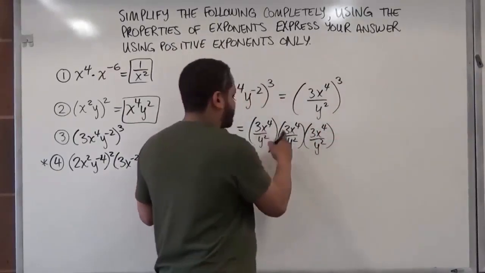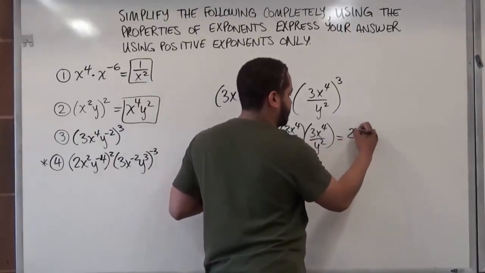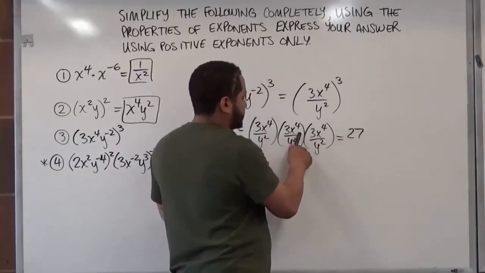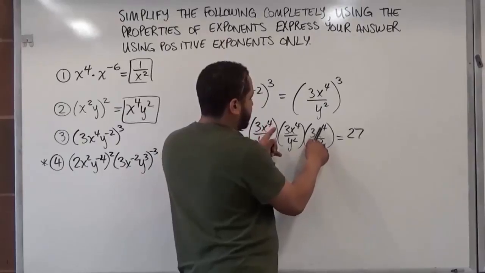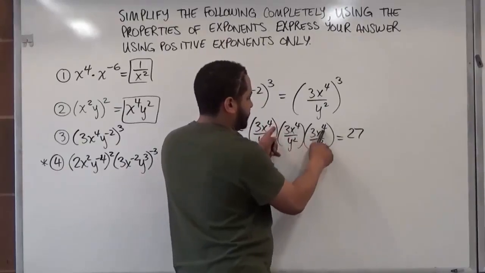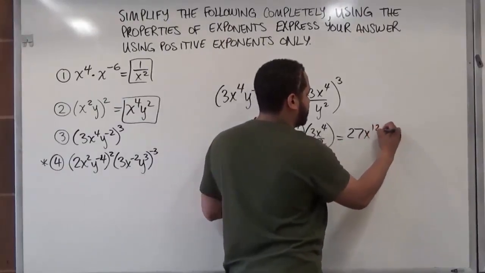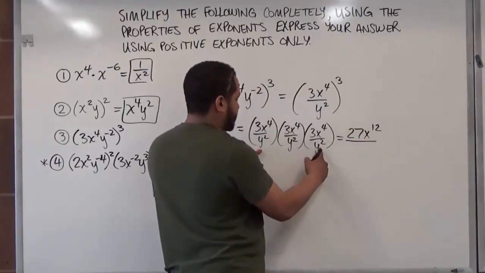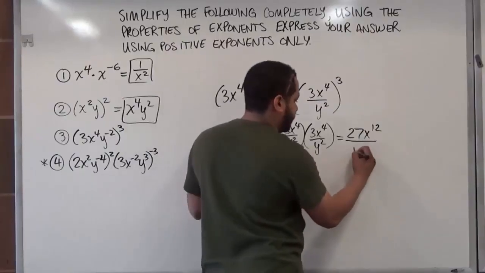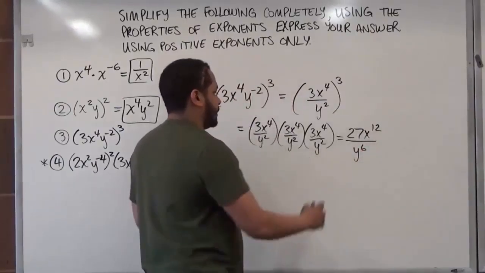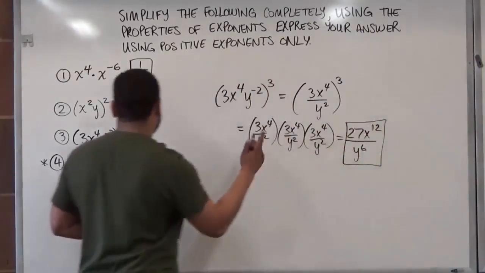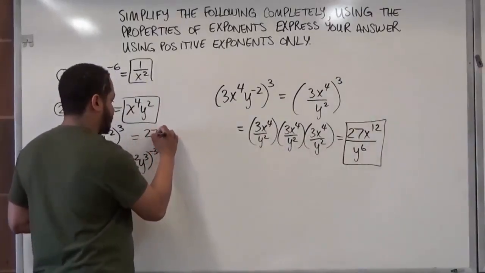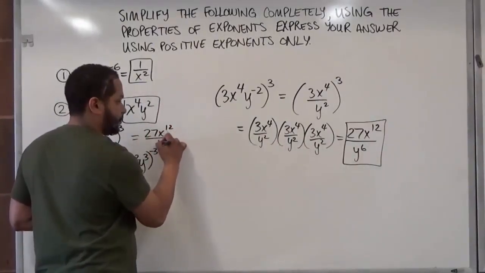Now here, 3 times 3 times 3 will give us 27. X to the 4th, x to the 4th, x to the 4th, they're multiplying, so the exponents add. 4 plus 4 plus 4, that's going to give us 12. And y to the second times y to the second times y to the second, again, the exponents just add, and we get y to the 6th. Now this would be the solution, so I'm just going to drop this over here. We have 27x to the 12th over y to the 6th.